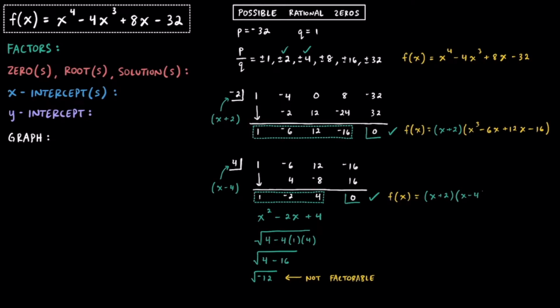meant that x minus 4 was also a factor, but we still had this quadratic of x squared minus 2x plus 4. And while we did find out two linear factors of x plus 2 and x minus 4, it turns out that this x squared minus 2x plus 4 isn't factorable. However, just because it's not factorable, it doesn't mean that we can't find the solutions.